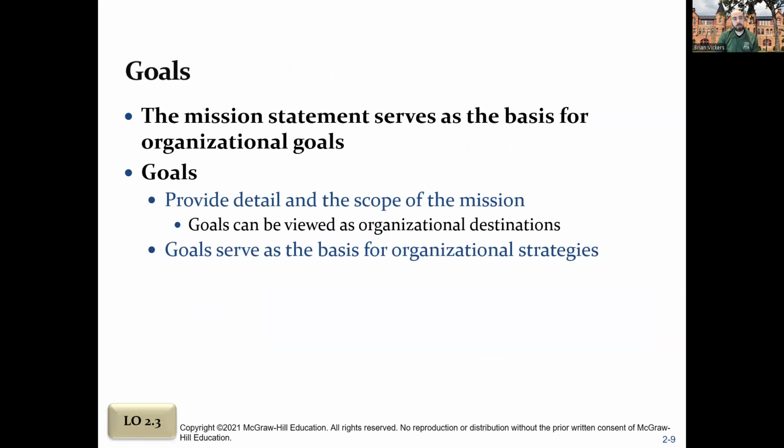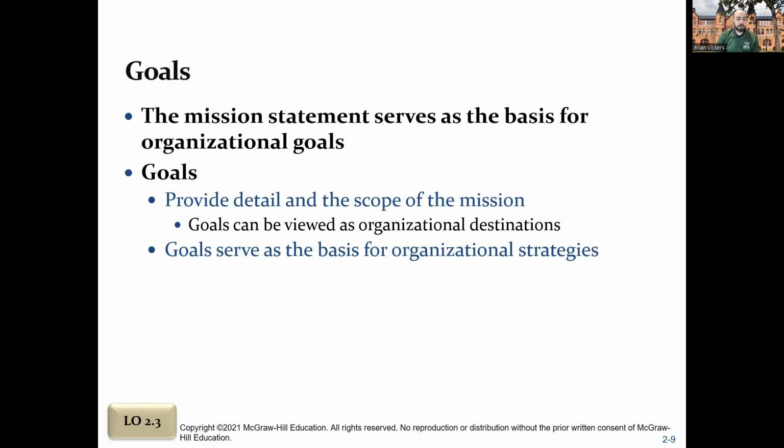Goals are the what are you trying to actually achieve? So a detailed scope of the mission. How are we going to actually quantify that we've met our mission as a company? And we use our mission statement as the basis for setting those goals.